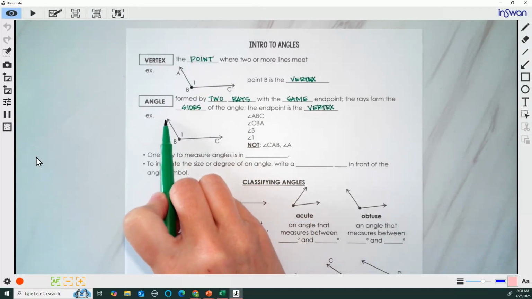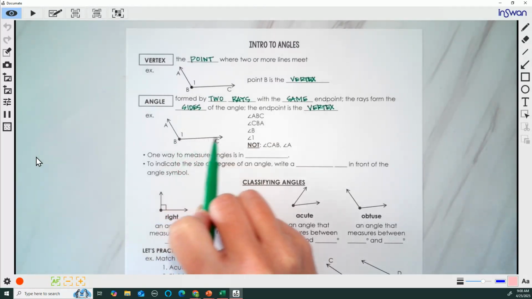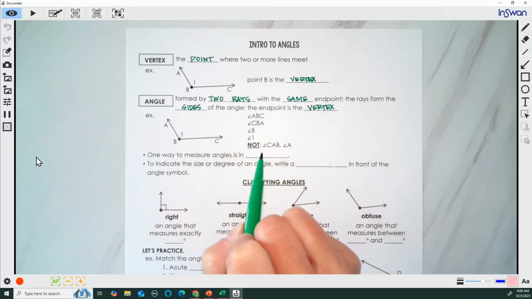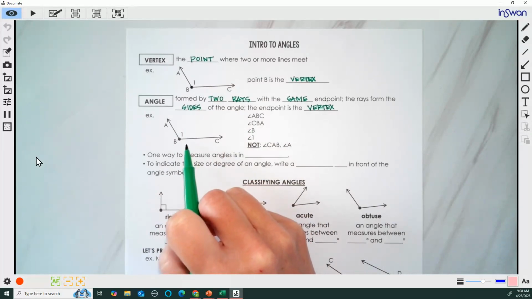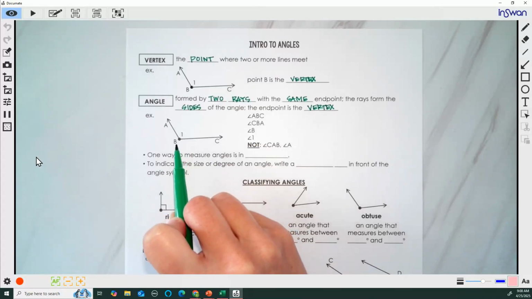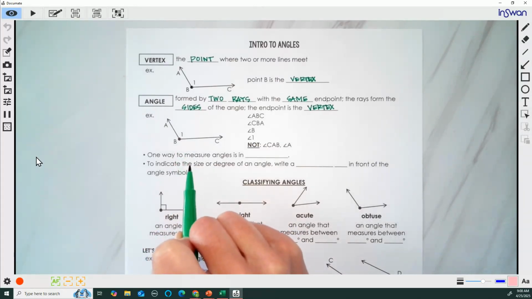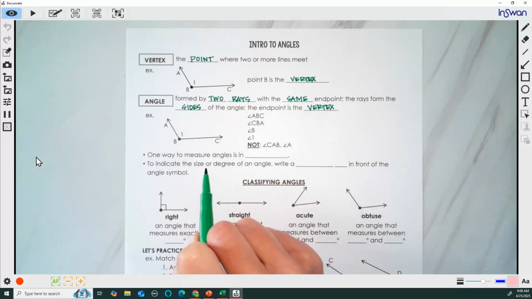We see it's made up of ray BA and ray BC here at vertex B. We can name this angle ABC. We can name this angle CBA. Because we only have one angle that has this vertex, we can call this angle angle B, naming it by its vertex. Or because this angle is named here with a 1, we could also call it angle 1.